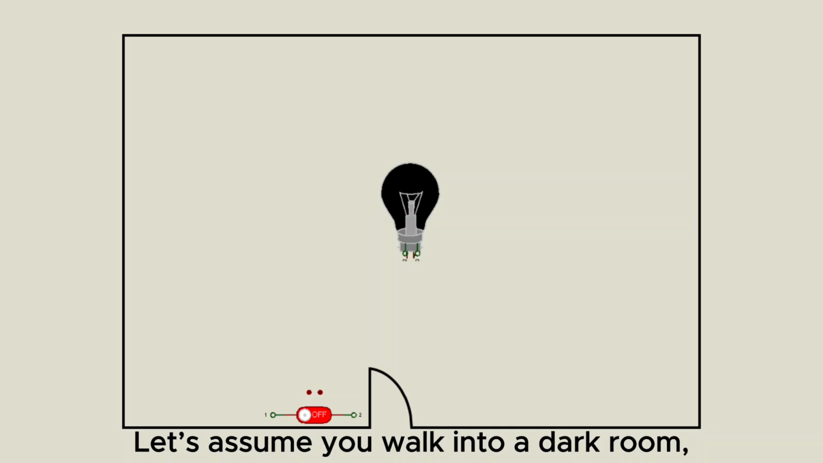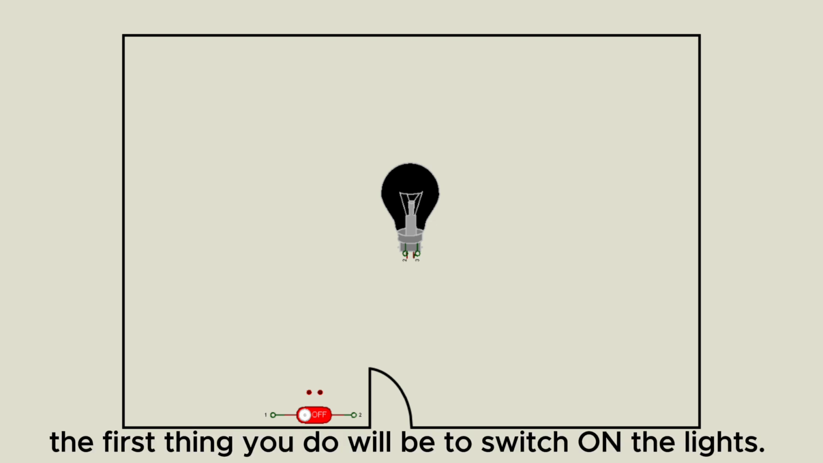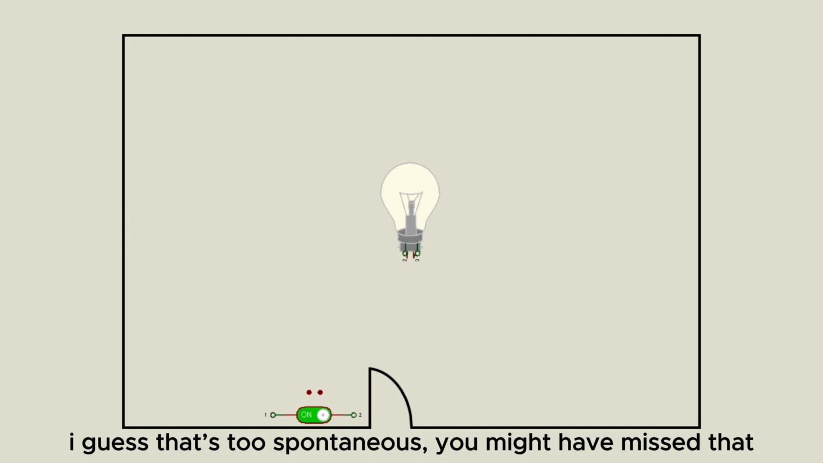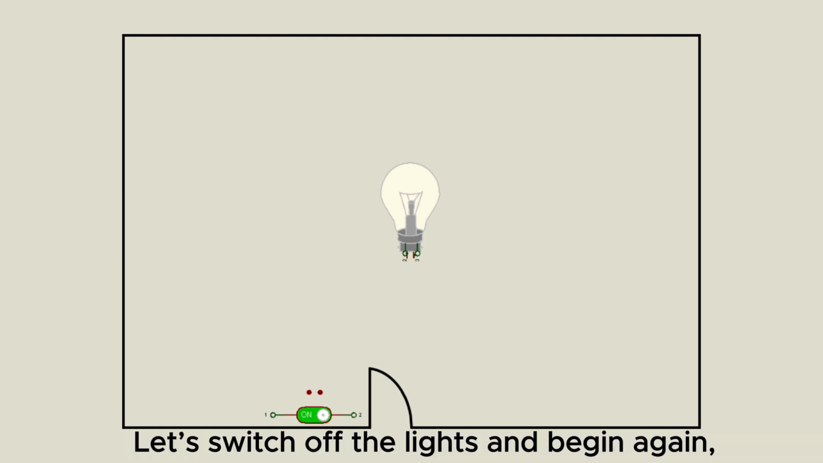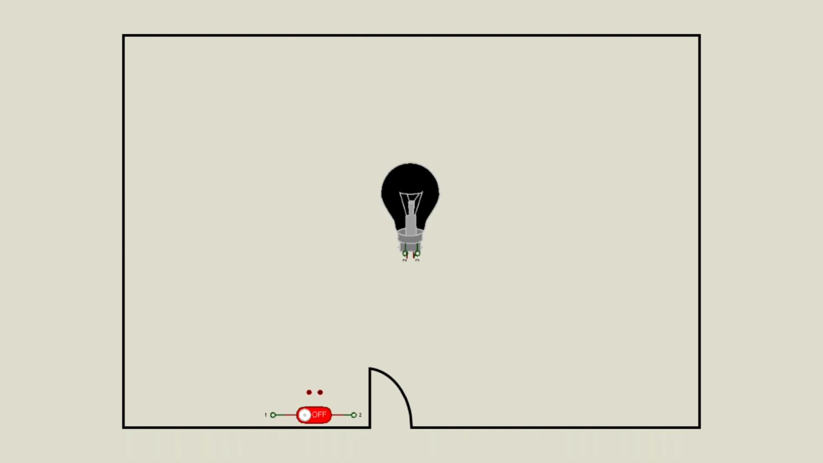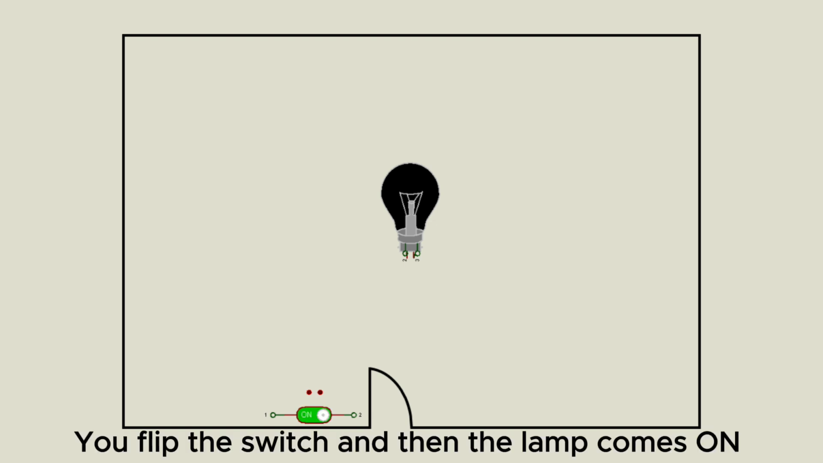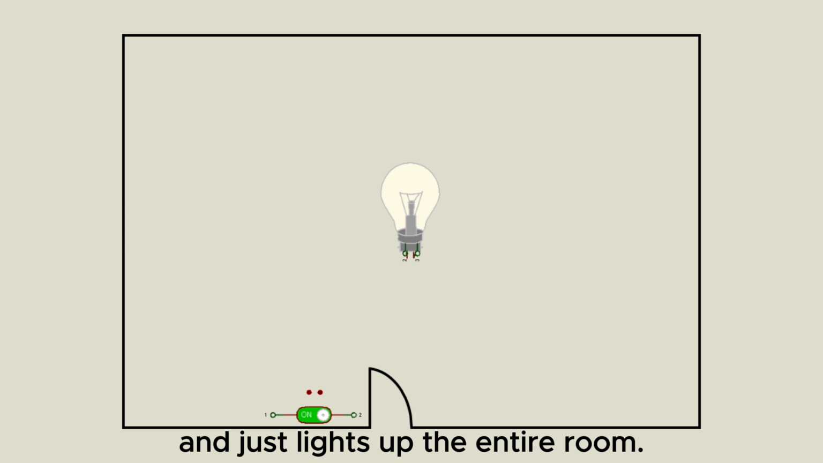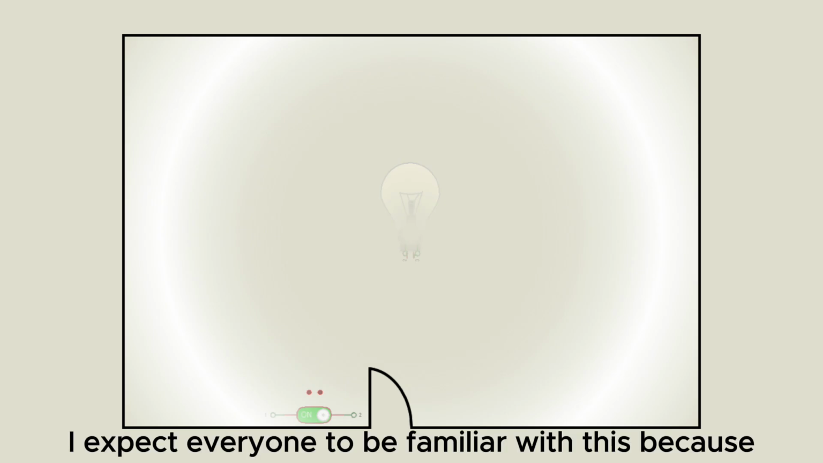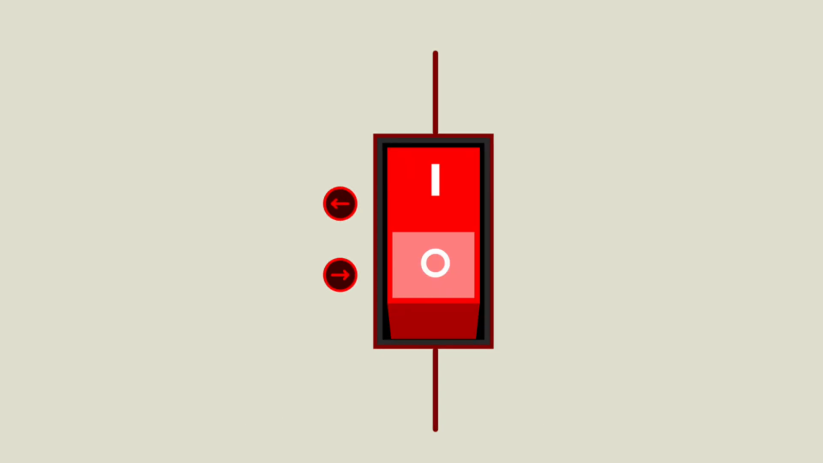Let's assume you walk into a dark room. The first thing you do would be to switch on the lights. I guess that's too spontaneous, you might have missed that. Let's switch off the lights and begin again. Focus on the switch on the bottom screen. You flip the switch and then the lamp comes on and just lights up the entire room. I expect everyone to be familiar with this because we flip switches on a daily.